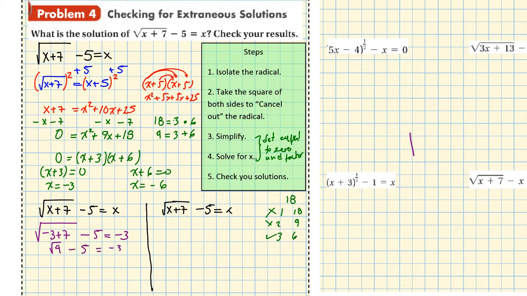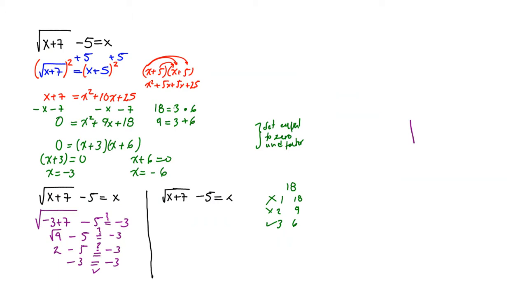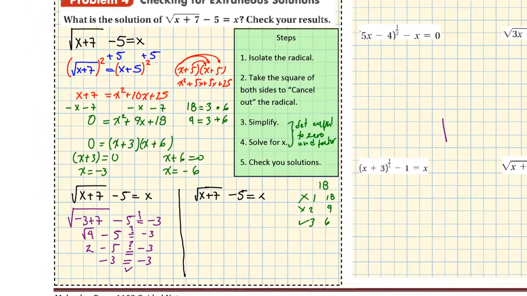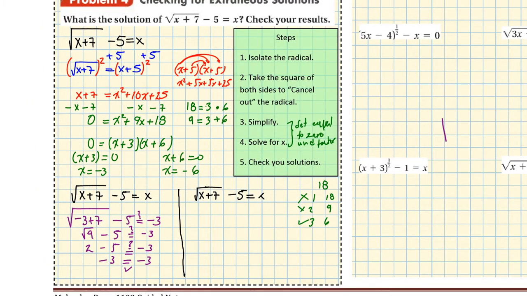Okay? So you get 2 minus 5, and you get -3. It is indeed equal to -3. So we know that the -3 works. We're going to do exactly the same for the -6. Okay? So at least we know that one of the answers, x is equal to -3, works. So let me actually circle it so we know that this one works, so that we have double checked that one.